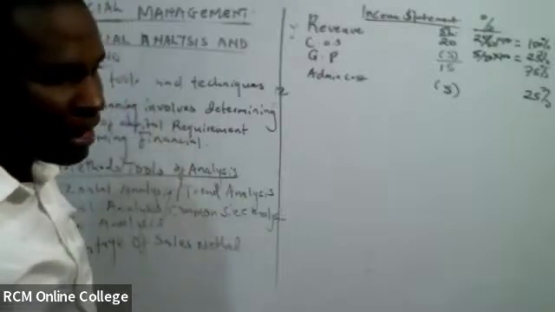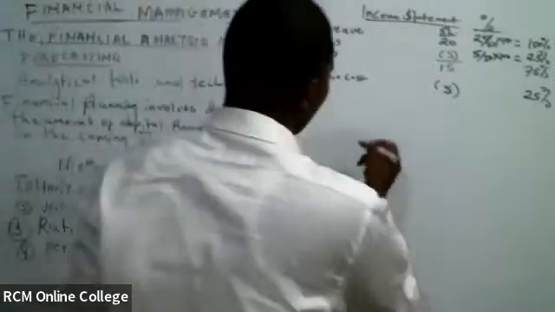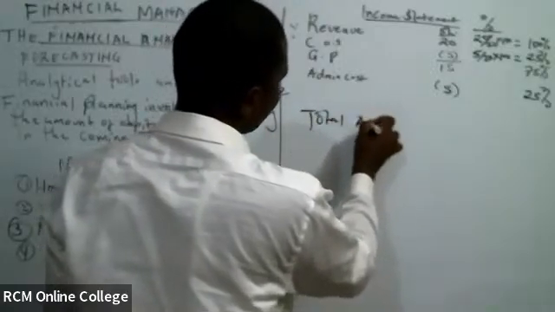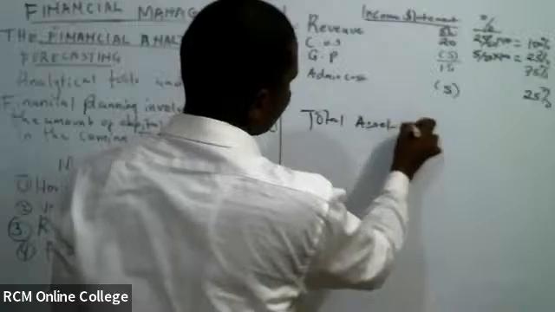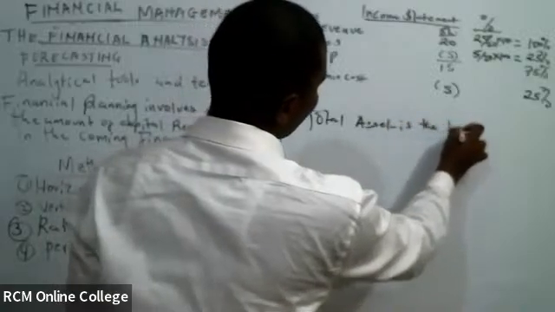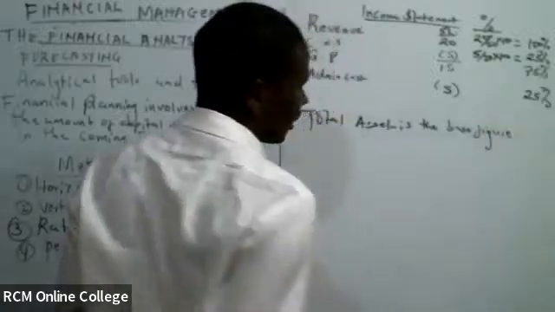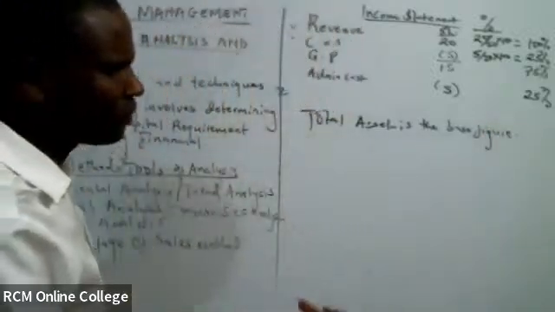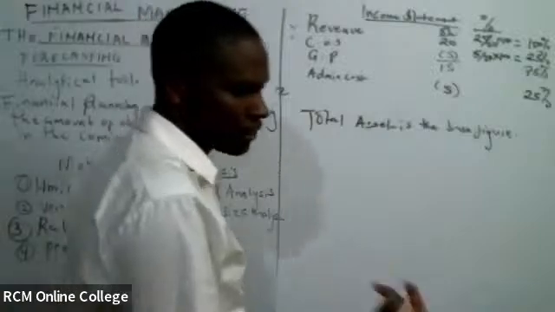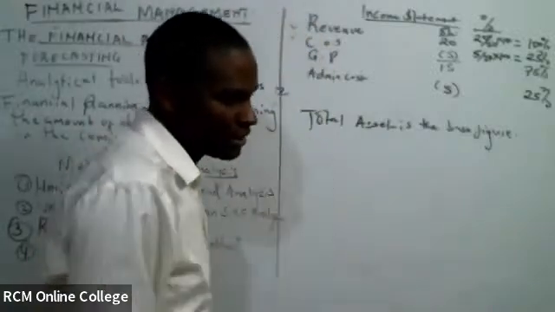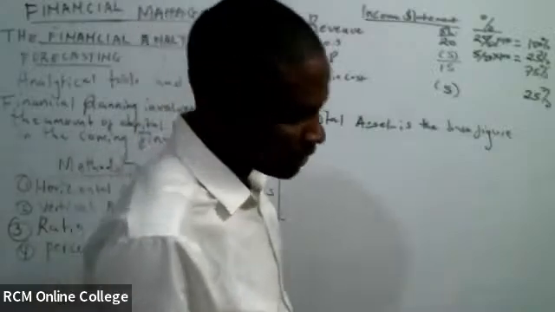For the balance sheet or the statement of financial position, the total asset is the base figure. So that means we are expressing all the items of asset and liability as a percentage of the total asset.